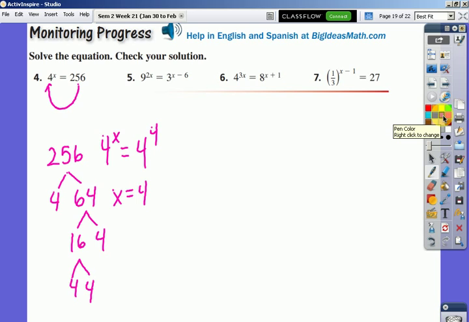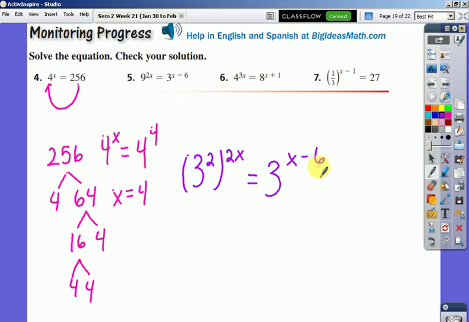Yes. So how would I rewrite 9 to the 2x? 3 squared times 2x, right? Equals 3 raised to the x minus 6. Remember that I'm distributing this 2 to the outside term. Well, 2 times 2 is 4. So I have 3 to the 4x equals 3 to the x minus 6.